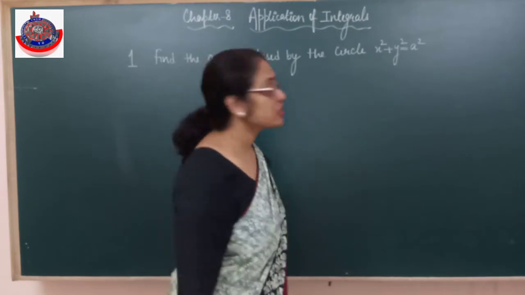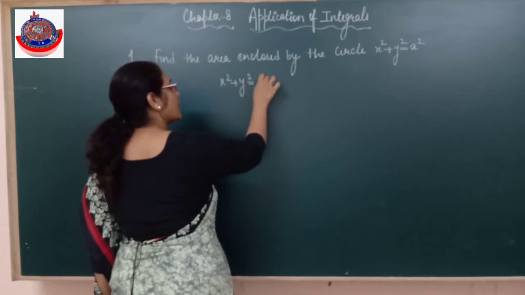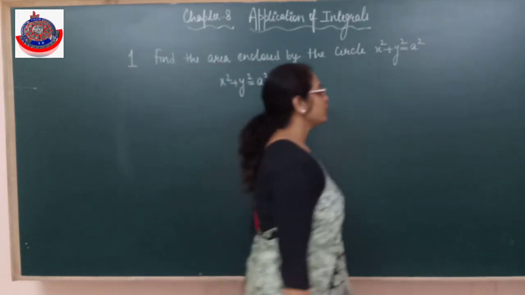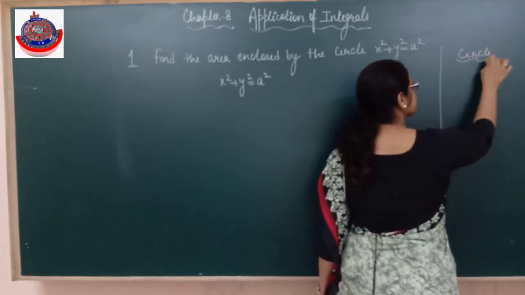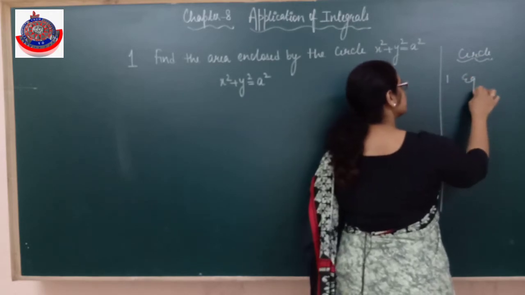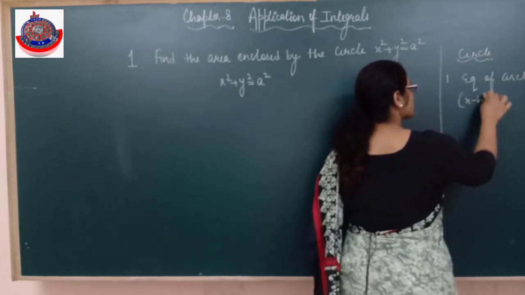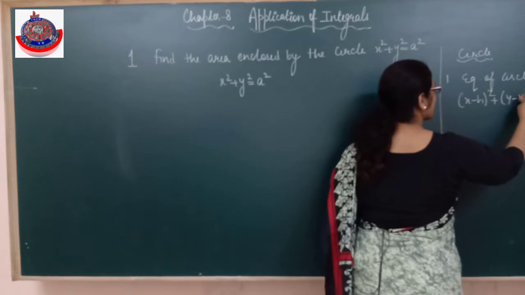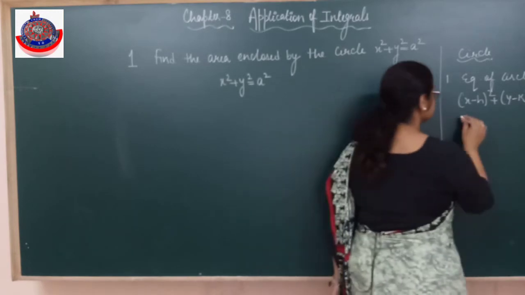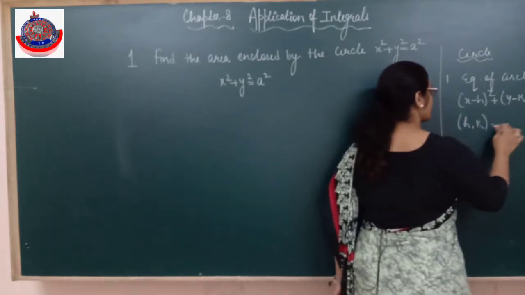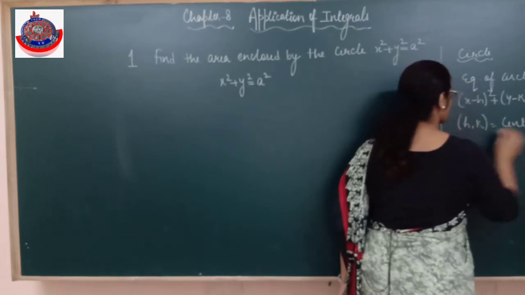Now if I talk about the equation which is given to me, this is the equation of the curve which is a circle. And you know that for a circle, what was the standard equation of a circle? (x minus h) whole square plus (y minus k) whole square is equal to r square, where h and k are the center of the circle, r is the radius of the circle.